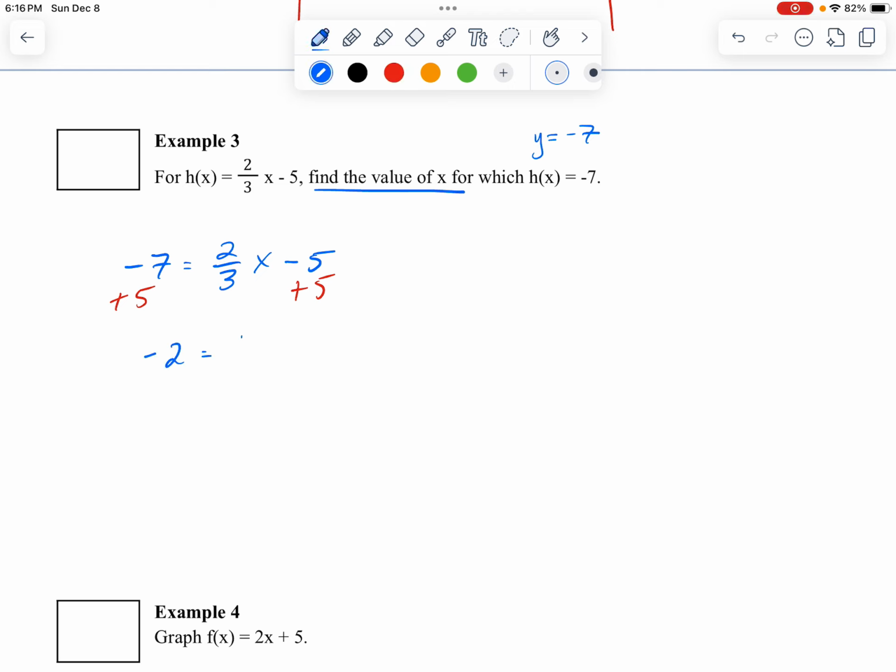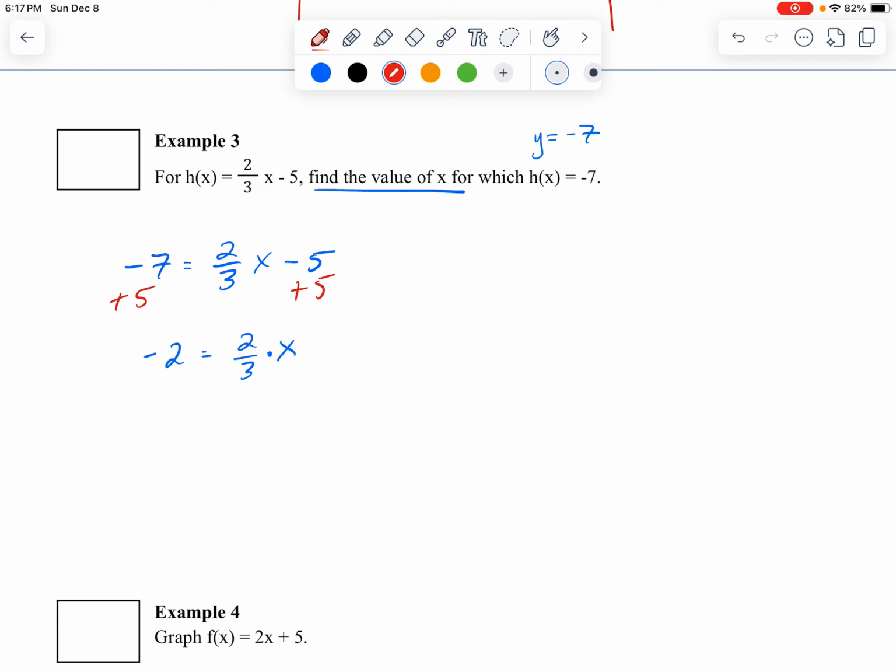So -2 equals 2/3 times x. That's what that means. 2/3 x is 2/3 times x. And you could do this in 2 steps to get x by itself. We could multiply by the 3 and then divide by 2. It's easiest, though, to just do this in 1 step.